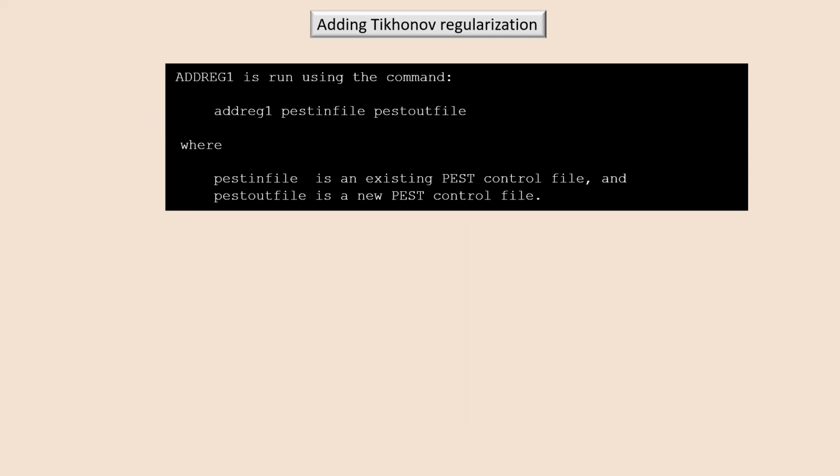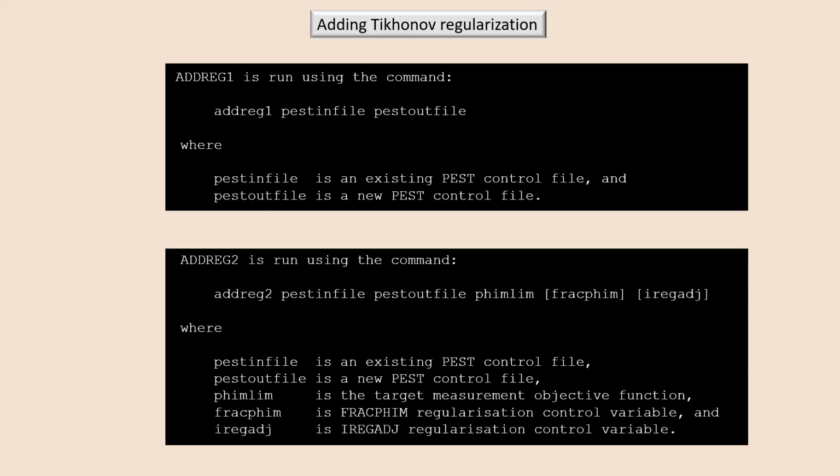To run many of the utilities that are supplied with PEST, just type their name. If you don't know how to do it, just type their name at the command prompt, and then the utility will tell you how to run it. If you type the name adreg1 at the command prompt, this is what you'll get. If you type the name adreg2 at the command prompt, you'll get slightly different instructions on how to run adreg2.